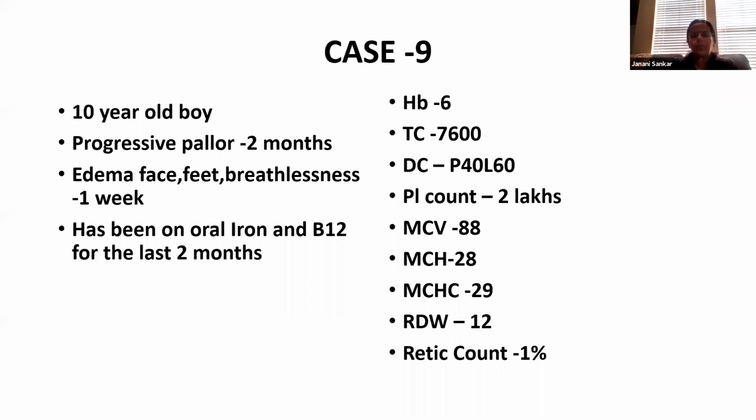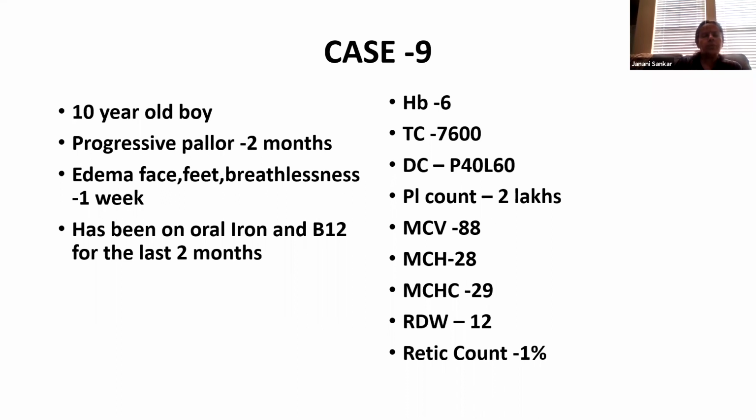When he was brought to our hospital, we got the counts done. The hemoglobin was 6, with a near normal total and differential count and platelet count. The RDW is low and the MCV looks normal. Retic count is 1%. So this is a little confusing for us. What are we dealing with? A 10-year-old boy, progressive pallor, but nothing alarming in the total count. What's happening?